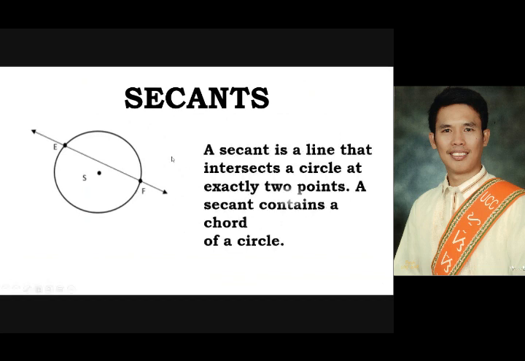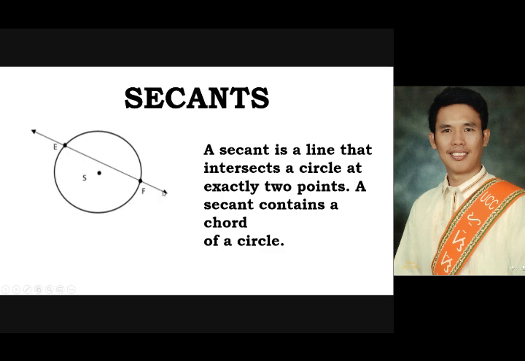So first, we have here a secant. When we say secant, a secant is a line that intersects a circle at exactly 2 points. A secant contains a chord of a circle. As you can see, in our figure, we have here a circle S and a secant line EF.